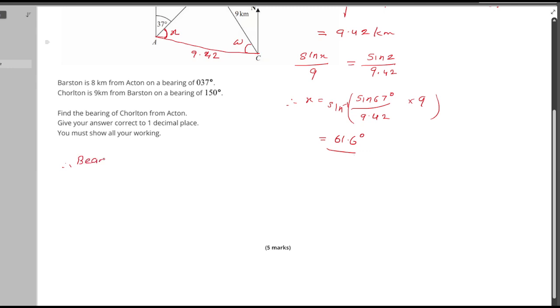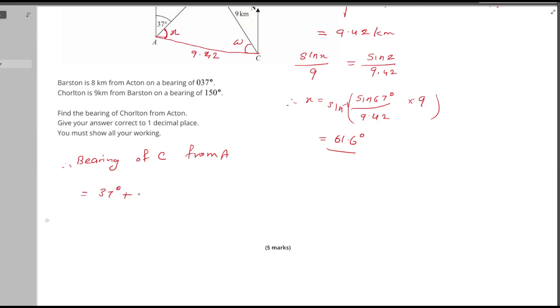Therefore, the bearing of C from A is equal to 37 degrees plus 61.6 degrees, which is 98.6. As it is a bearing, I will write 098.6.